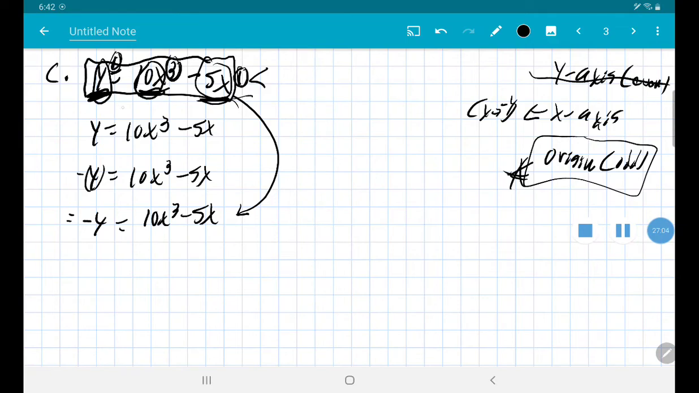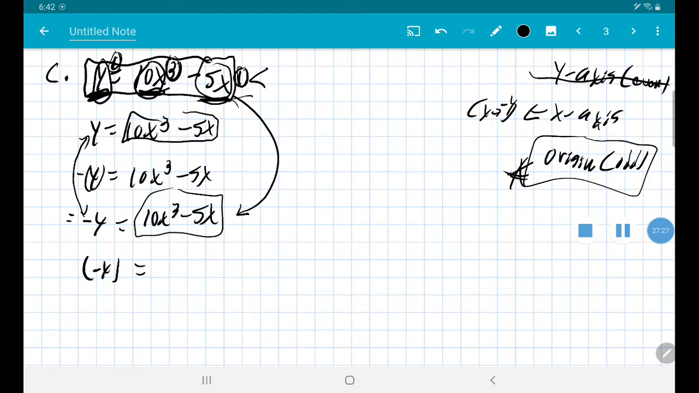Here, the only one that didn't change, see, looks like these stayed the same, but the y's didn't. So some signs changed, some didn't. I don't think that's going to make a difference here and turn it back into what it was. Actually, I'm 100% sure it's not. You say, can we try it anyway? Sure. Let's take that -y equals the 10x cubed minus 5x.